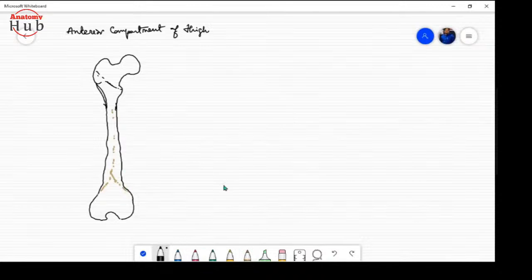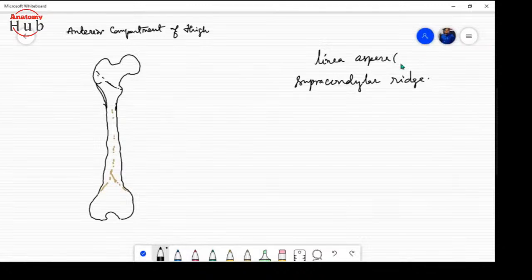What is that known as? Supracondylar ridge or line. How does it form? By the linea aspera. What is this linea aspera? This is nothing but the posterior border. Here, from the linea aspera and from the medial intermuscular septum, a muscle starts. Septa are nothing but the extension of your deep fascia.